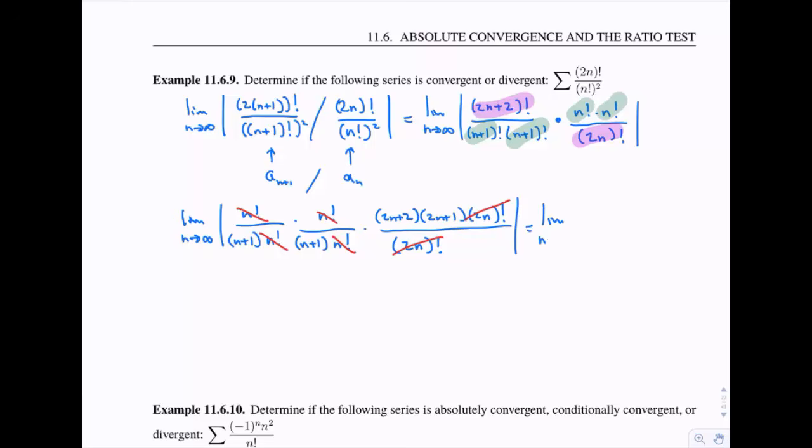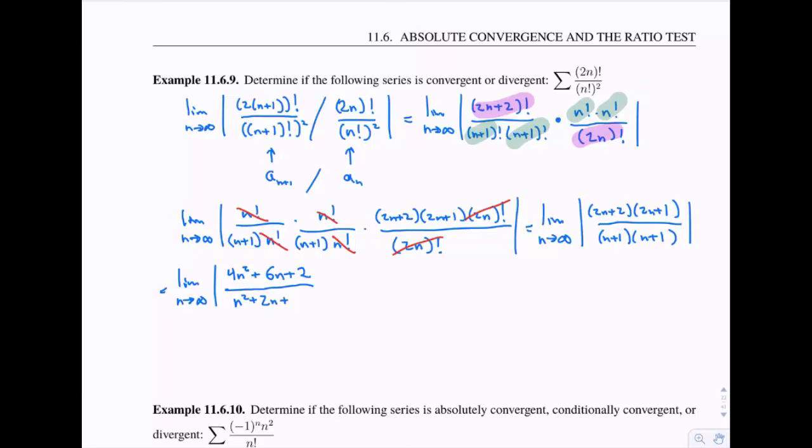So now we've simplified this quite a lot. We've gotten rid of all of our factorials, and the only thing we have here is (2n plus 2) times (2n plus 1) over (n plus 1) times (n plus 1). There are quite a few ways that we can evaluate this limit. We could use L'Hopital's, we could expand it out, all this good stuff. I'm going to expand things out a little bit and do some algebraic cancellation. So we have 4n squared plus 6n plus 2 if I expand out the top. And then in the denominator, we have n squared plus 2n plus 1.